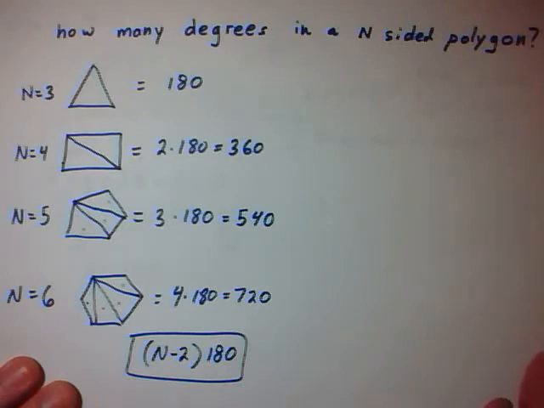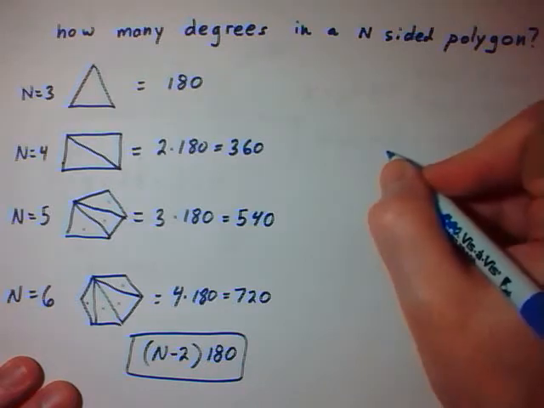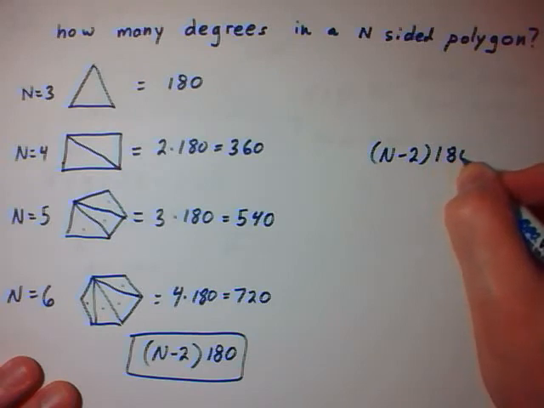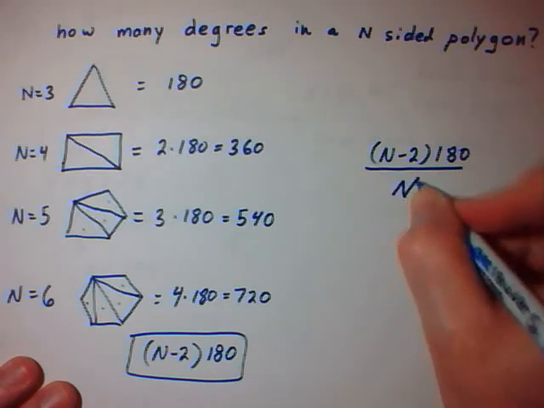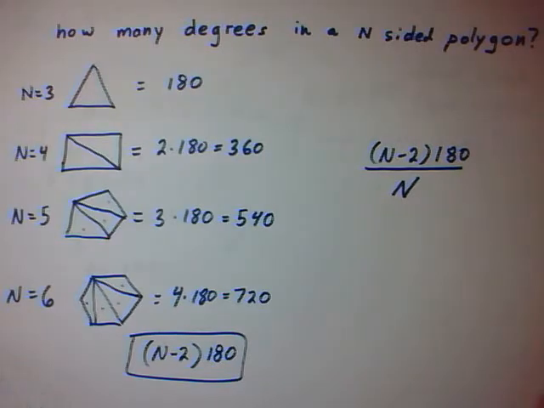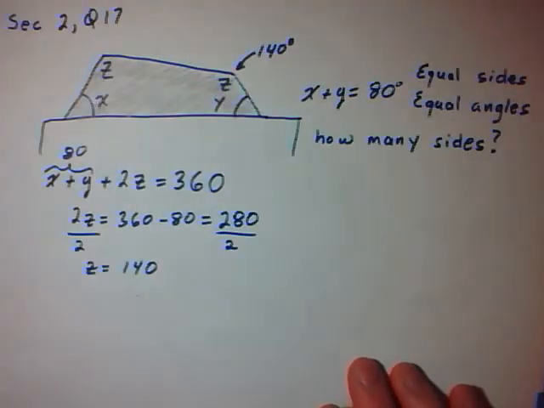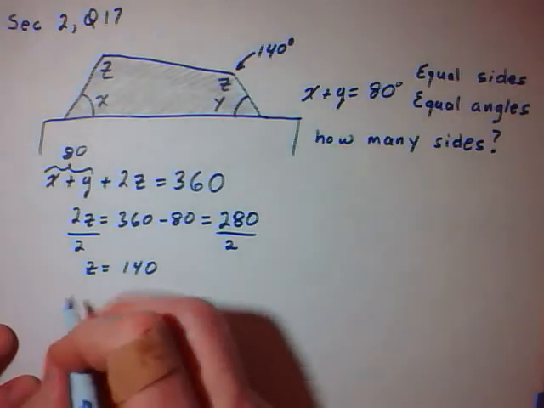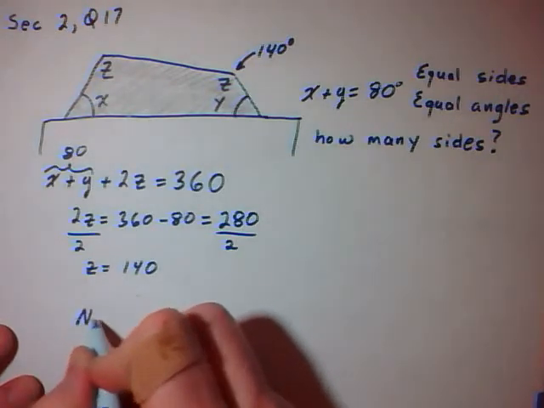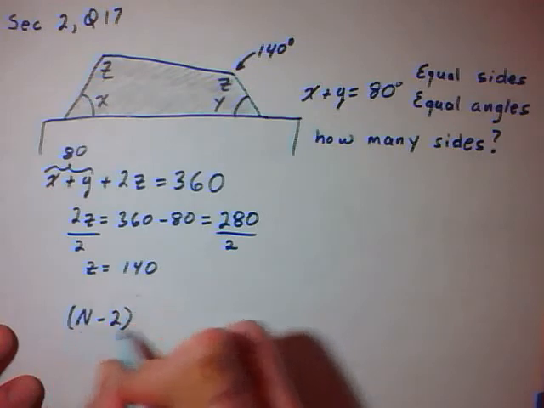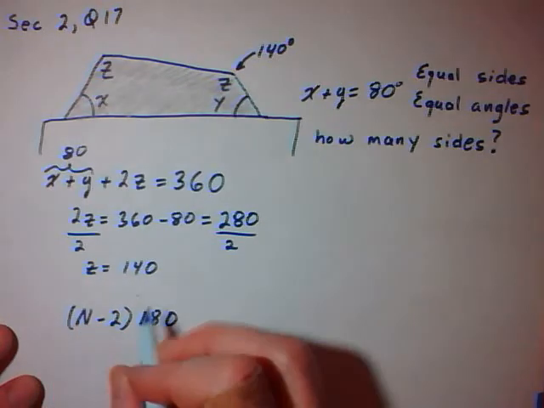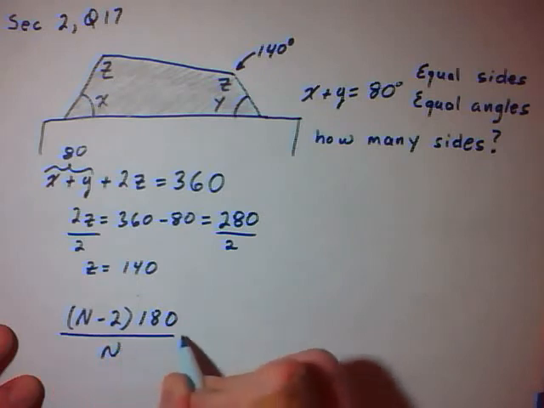Now if that's a regular polygon, then all the angles are the same measure, and if we divide this quantity by n, that'll give us the measure of each of the interior angles. So in that case, n minus 2 times 180 divided by n. So now, going back to the original question, all we have to do is solve for n for the case when the interior measure is 140.